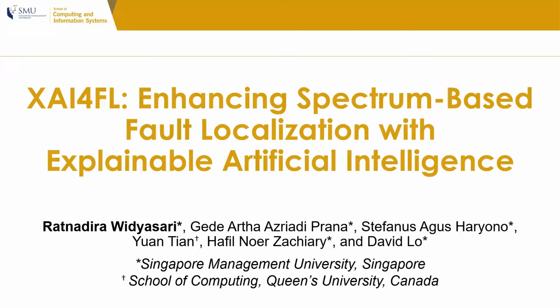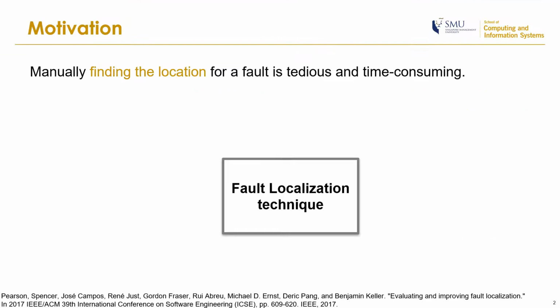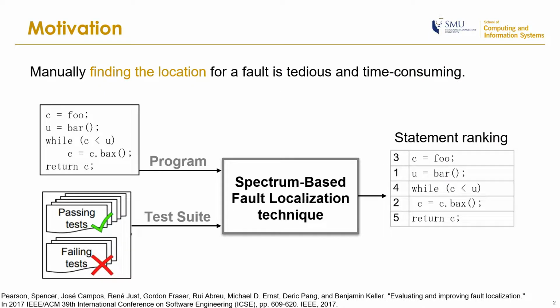Hello everyone. I will talk about our paper called XAI4FL, Enhancing Spectrum-Based Fault Localization with Explainable Artificial Intelligence. As we all know, manually finding the program unit responsible for a fault is tedious and time-consuming. To mitigate this problem, many fault localization techniques have been proposed. One of the popular family of techniques of fault localization is spectrum-based fault localization, or SBFL. SBFL is a process of deducing the exact source of a failure from a set of observed failure indications.